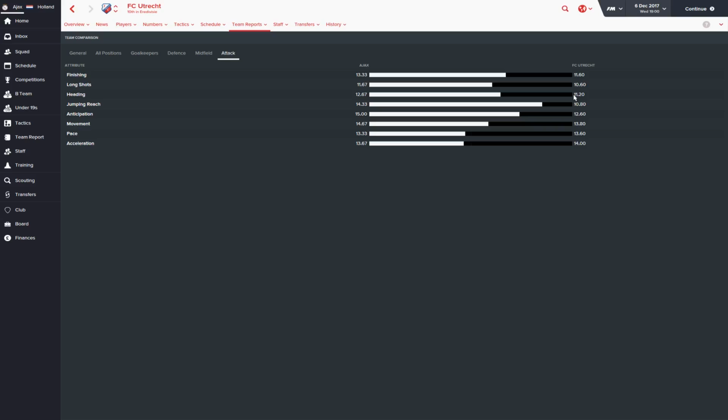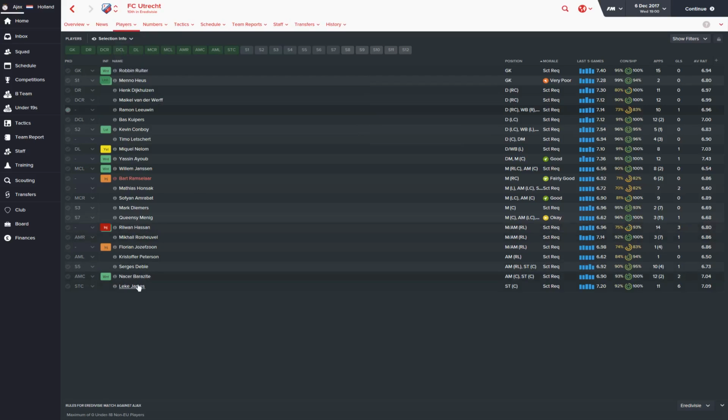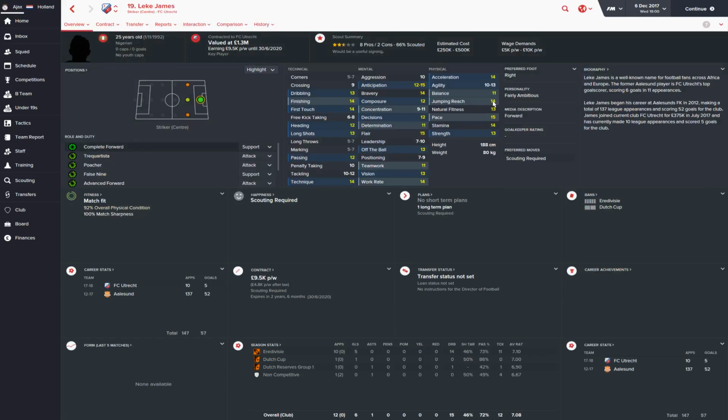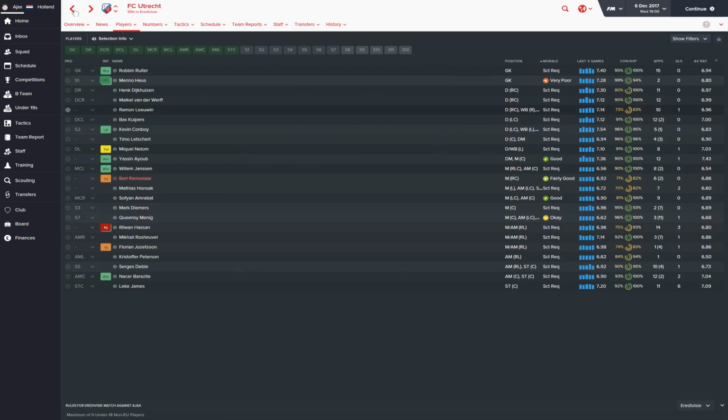So you could look at that and say, well, they're not very good at heading, all their strikers are rubbish at heading. But then if we jump back into their senior squad, if we look at Lake James, he's actually got 14 for jumping and 12 for heading. So he's actually above the average of what that screen told us.